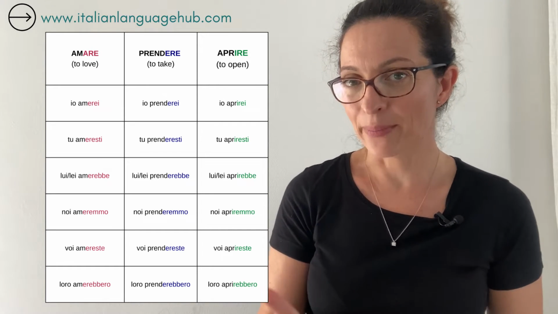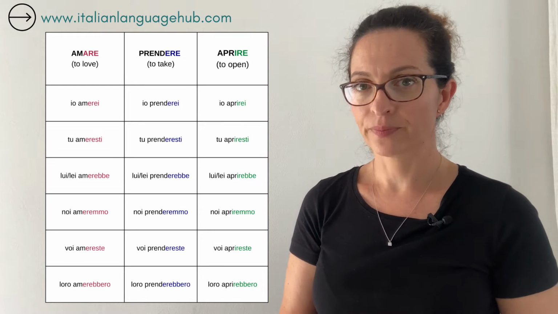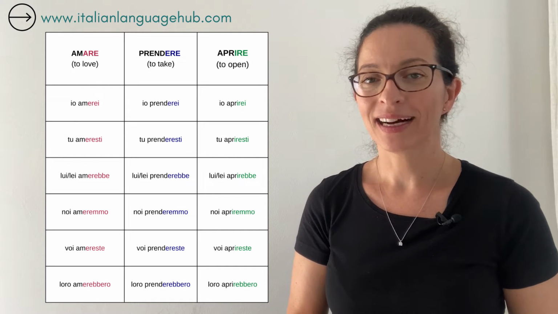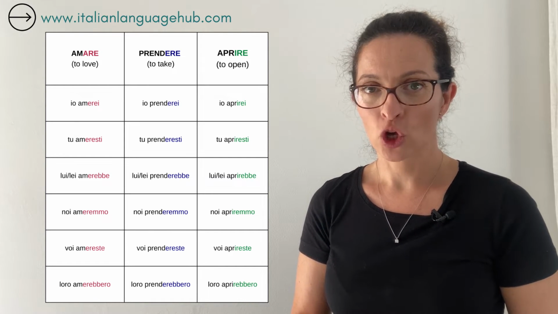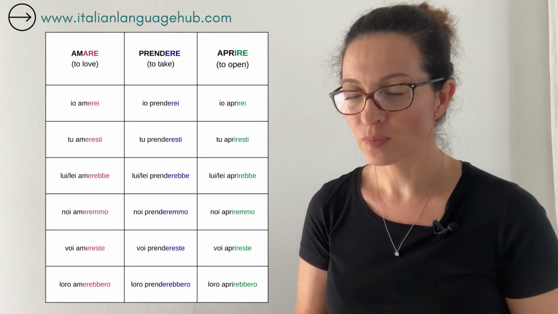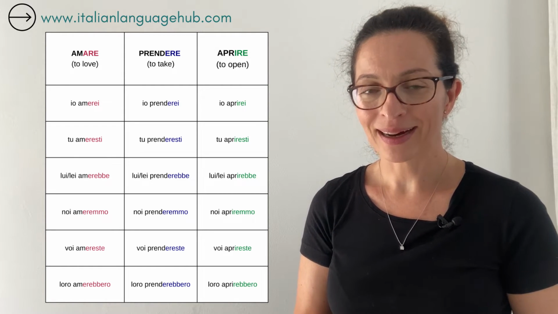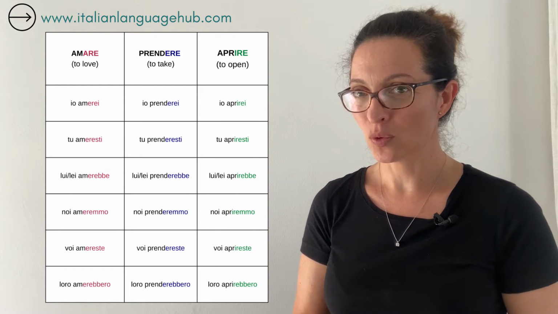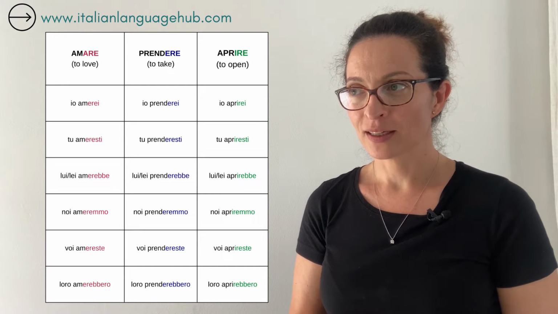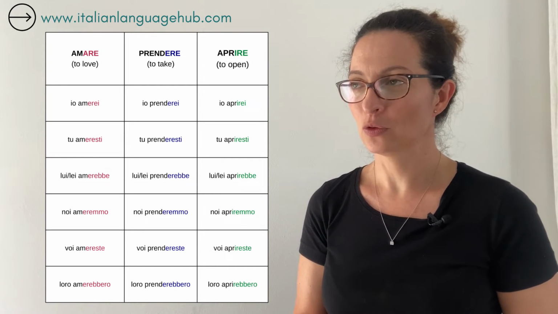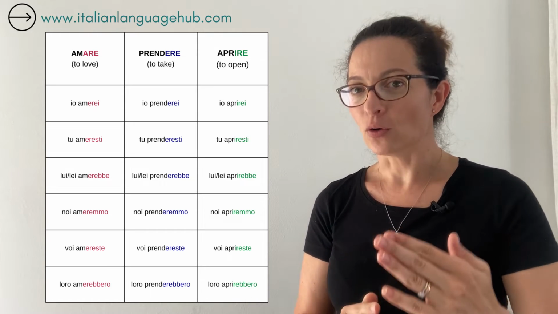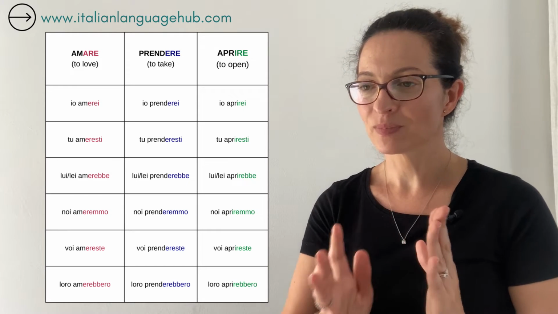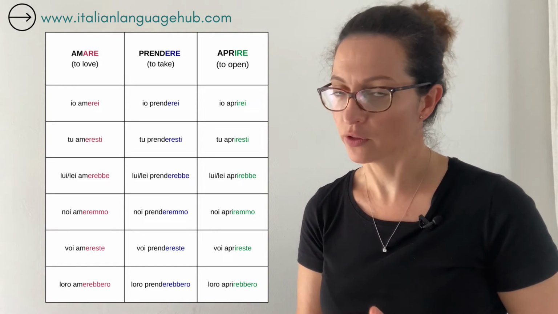Let's go with amare. Io amerei. Tu ameresti. Lui, lei amerebbe. Noi ameremmo. Voi amereste. Loro amerebbero. I know. The endings are not so easy to remember, but just study them for these verbs and keep them as an example for all the other regular verbs.